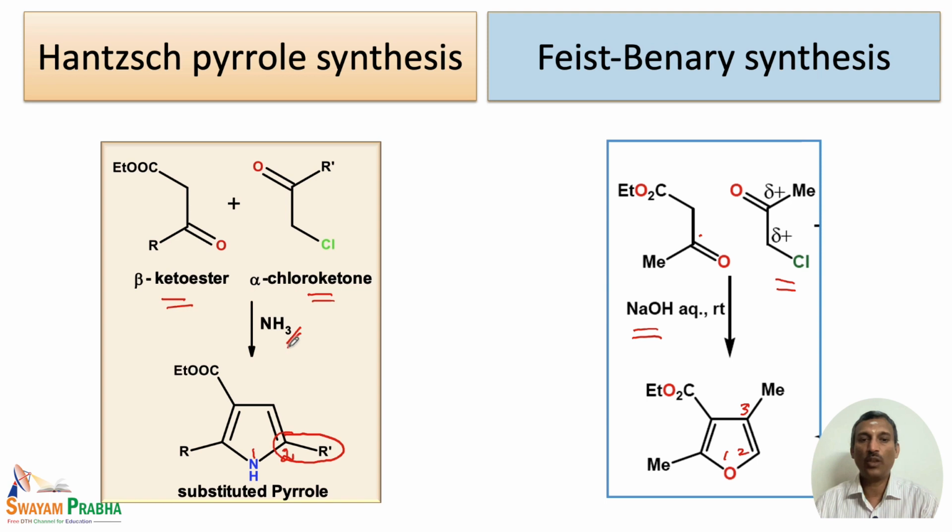The use of ammonia or use of a strong base changes the product formation. So, that is how we can compare these two reactions, although the starting material is one and the same. Beta ketoesters and alpha chloroketones are used for both Hantzsch pyrrole and Feist-Benary synthesis, but ammonia or sodium hydroxide plays a crucial role in deciding whether we end up with a pyrrole derivative or we end up with a furan derivative.